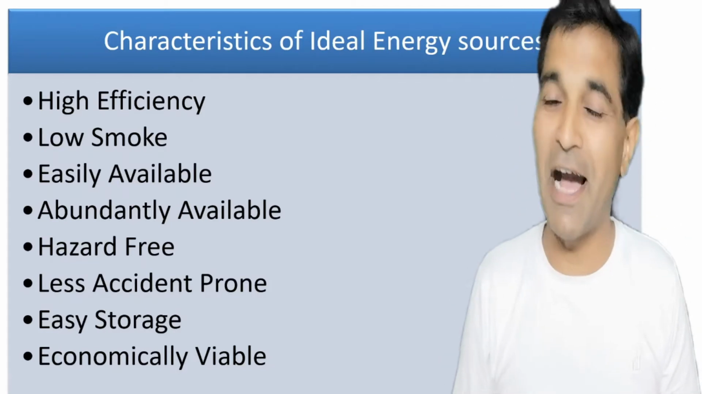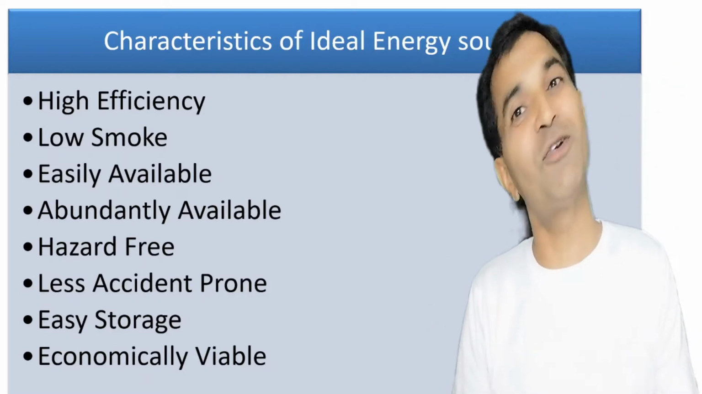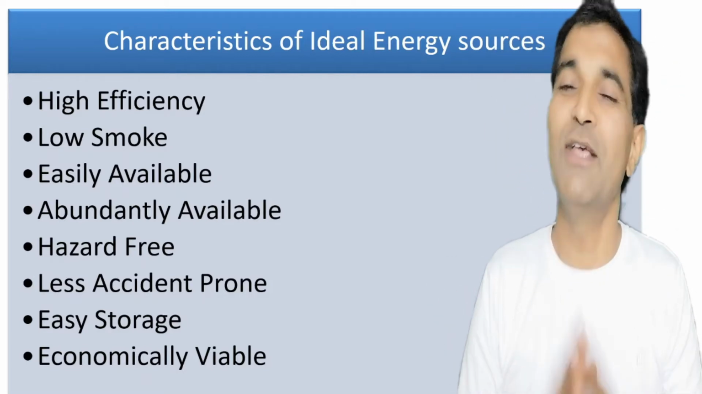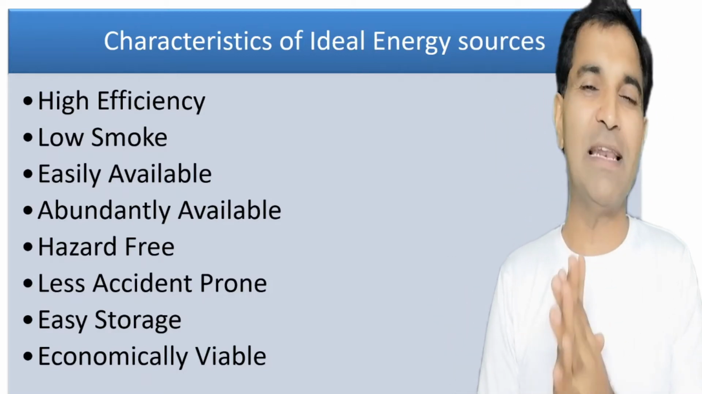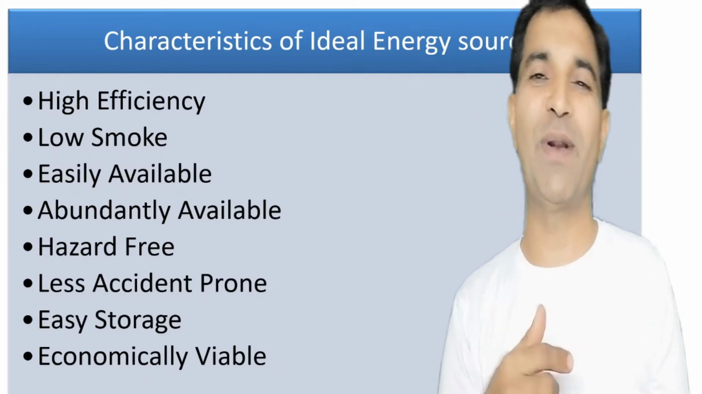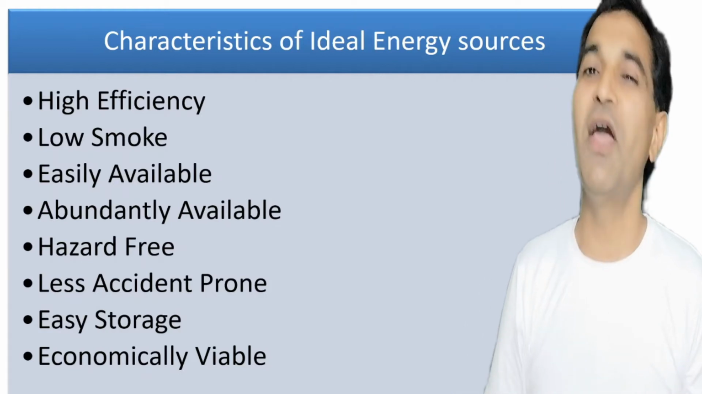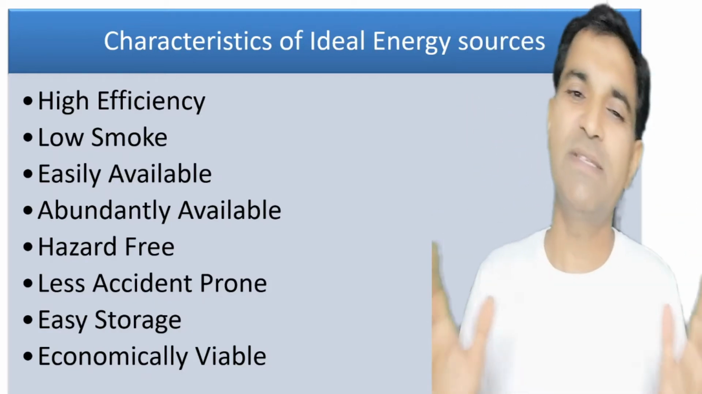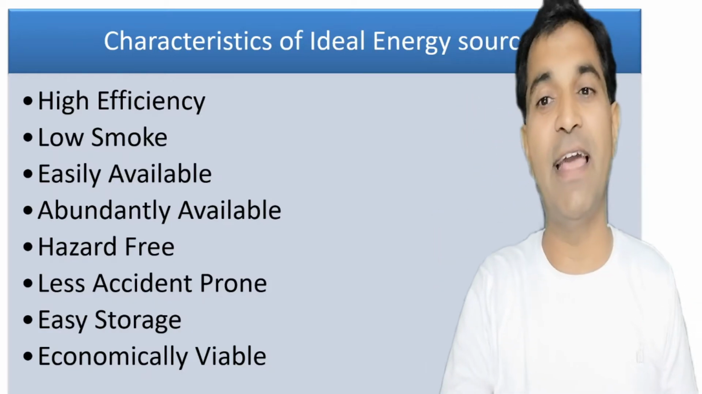So we say in a proverb, income of eight annas, expenditure of a rupee. Brother, that will not work. So it should be economically viable, meaning the expenditure should be eight annas and the income should be a rupee. Then we may say it's economically viable. Anyway, these are the different characteristics of ideal energy sources.